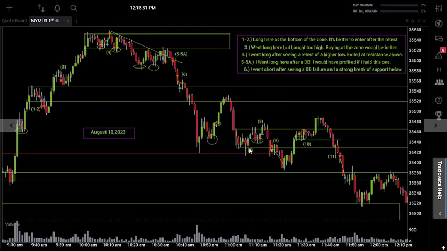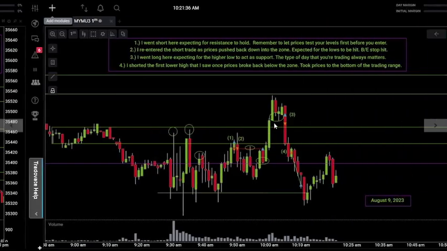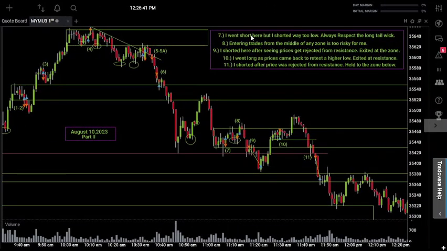So let me get short right here at the bottom of the zone, with the expectation that prices would continue the downtrend and come back to test the zone that we talked about earlier from right before the CPI release. That was my idea on trade 7, but the only thing was I shorted way too low. And what I learned is that I always need to respect the long tail candle wick.